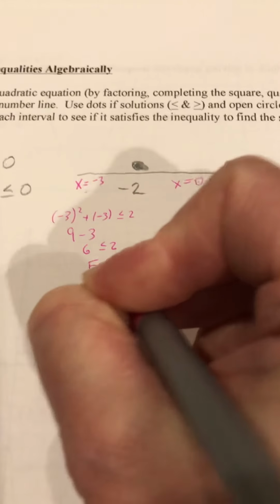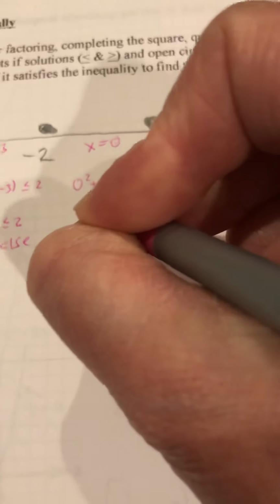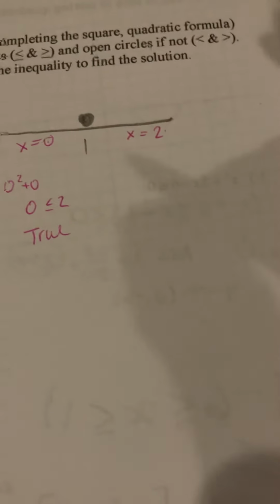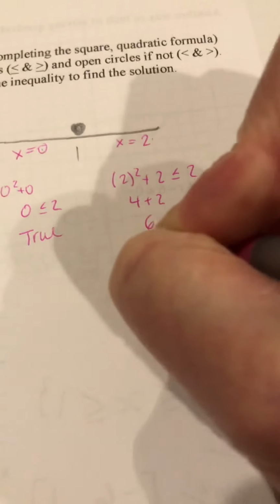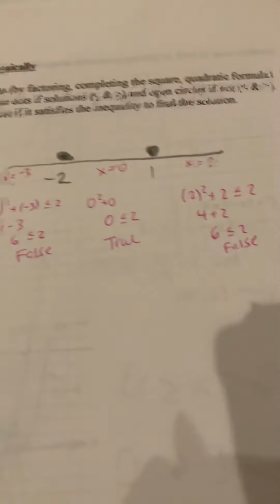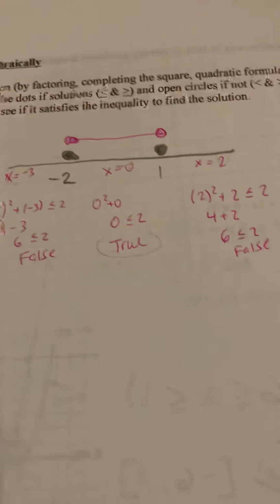False. Okay, then I'll plug 0 in. 0 is always nice if you can use it. So 0 squared plus 0, so we get 0 less than or equal to 2, which is true. And then x is 2, so we'll plug that in. 2 squared plus 2 less than or equal to 2, so we get 4 plus 2 is 6 less than or equal to 2, false. So where is it true? It's true for this area right here. So that means that this will be our solution, this zone right here in the middle.